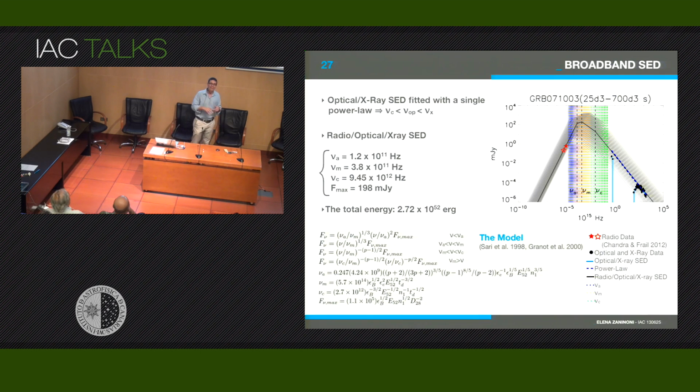We consider the model presented in the papers of Sari and Piran, that is, we consider the synchrotron spectrum, and we use these breaks because in our previous fit of only the optical and X-ray data, we found out that this GRB is well fitted by a single power law, and so the cooling frequency and all the frequencies are before the optical band. So we found out that we can reconstruct this SED, and this GRB could have a total energy of about 2 to 4 times 10^52 ergs.